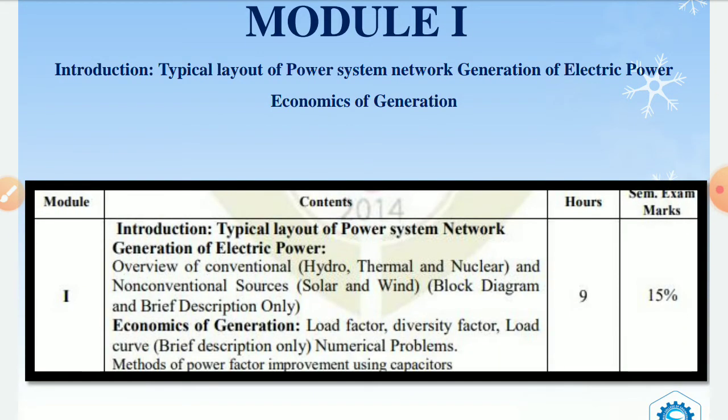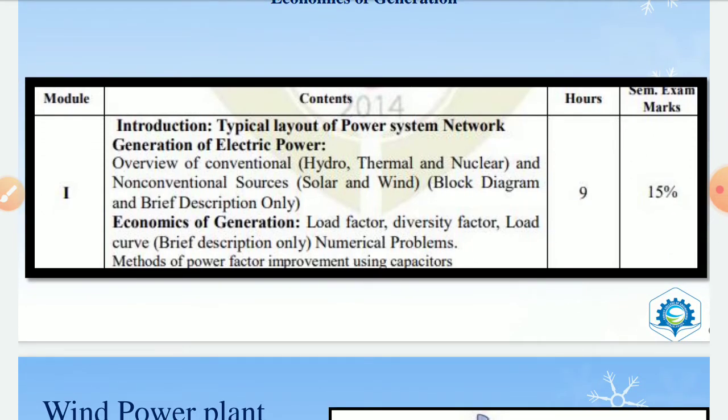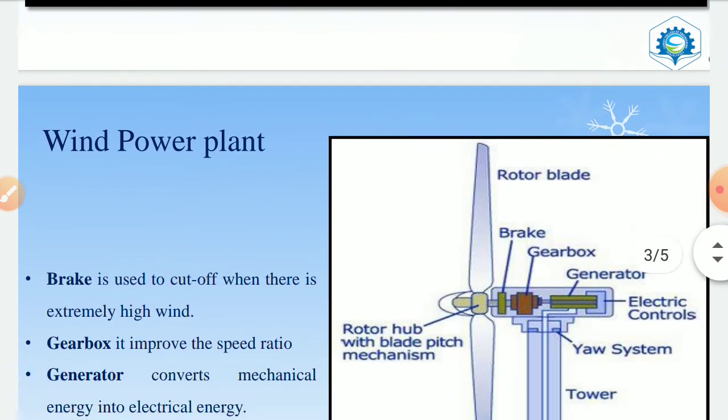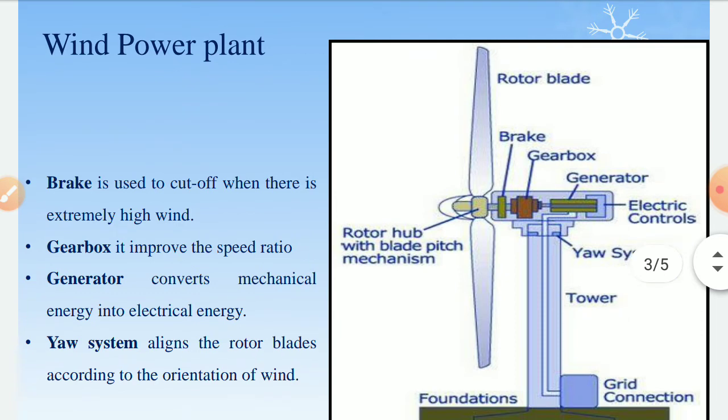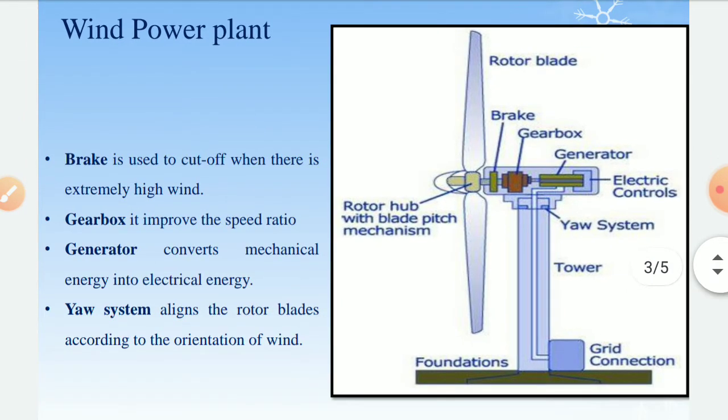We have completed hydroelectric power plant, thermal and nuclear, as well as in the non-conventional side we have covered what is solar power plant. Now we are going into wind power plant. So wind power plant is very familiar to us. Wind is one of the non-conventional sources of energy, and this is the working of a wind power plant.